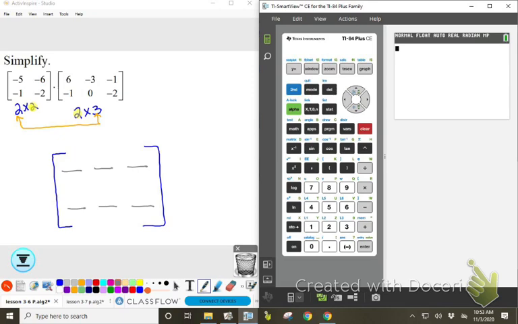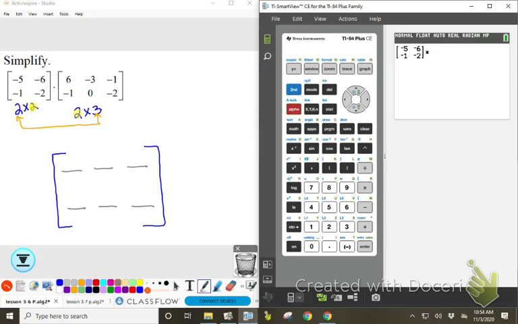So again, to get the matrix, I hit alpha, y equals, arrow over to matrix. Now I need a 2 by 2, it's highlighted 2 by 2, so I'm going to hit enter. And then I'm going to type those in, -5, use my arrow key, -6, use my arrow key to go down, -2, use my arrow key to go over, and then -1. Then I'm going to go outside of my matrix, hit the times key. I actually don't think you have to put the times sign there.